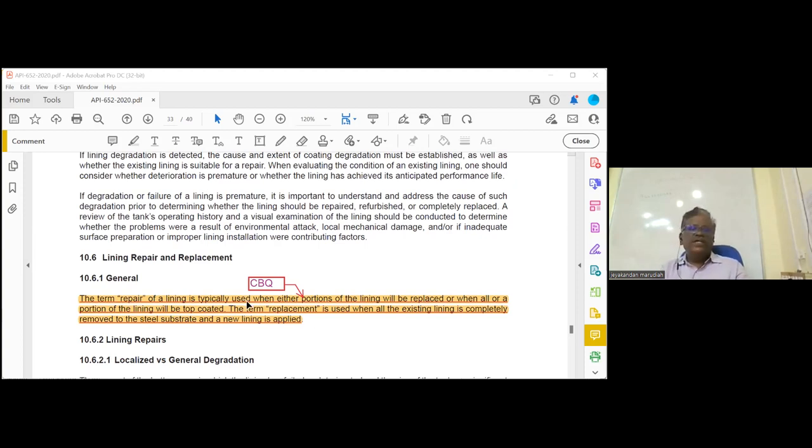The repair of a lining is typically used when either a portion of the lining will be replaced or when all or a portion of the lining will be top coated. The replacement is used when all the lining is completely removed from the steel substrate and the new lining is applied.